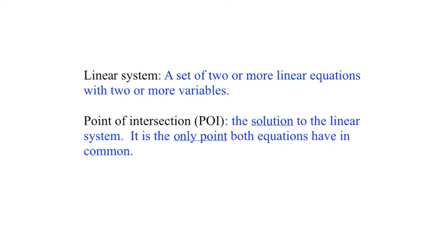And then, once we have our linear system, we can talk about the point of intersection, which is also known as the solution to the linear system. And the point of intersection is the only point that the equations have in common. So if you were to graph the lines, that would be the crossing point, right? The point where the lines cross or intersect, as we say.